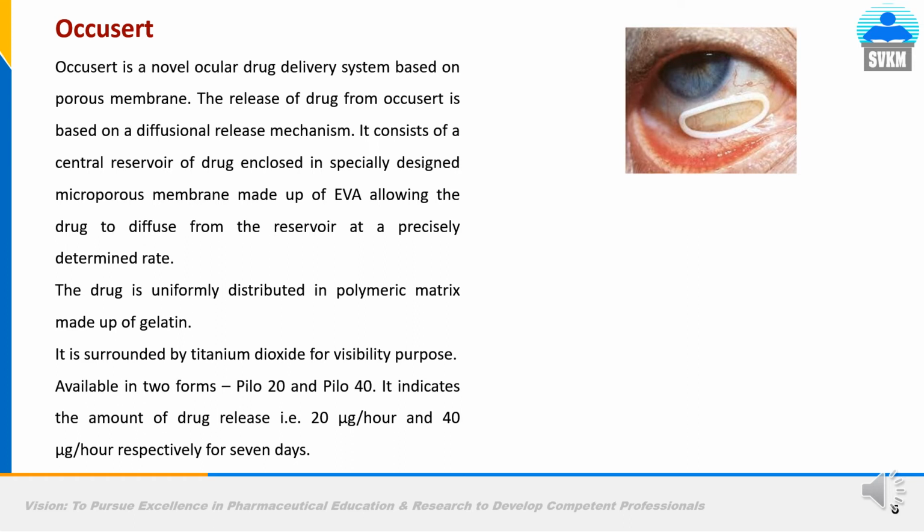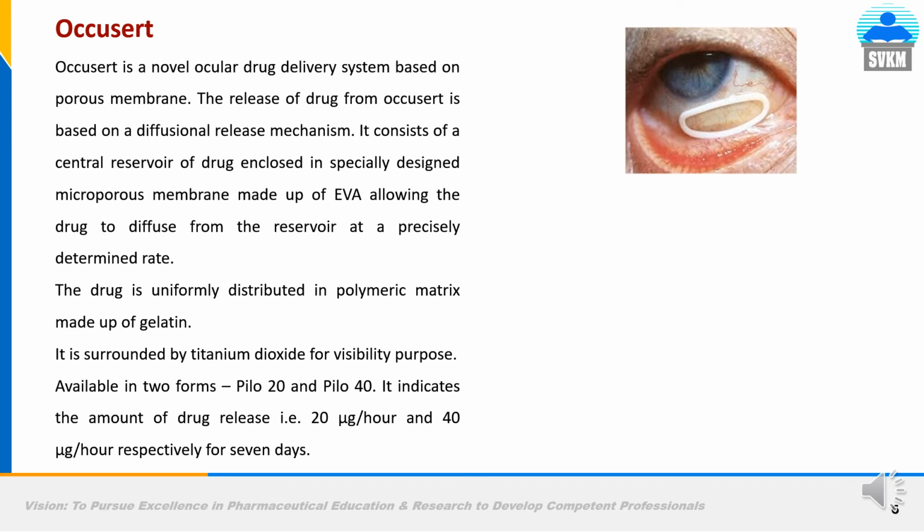Ocusert is a truly continuous controlled release system, and zero order kinetics can be achieved by the Ocusert. They are novel ocular delivery systems based on a porous membrane. The first marketed Ocusert was from Alza Corporation. It was made for the drug pilocarpine for treatment of glaucoma. Why did we make this Ocusert of pilocarpine? To improve patient compliance, to reduce the side effects, to reduce intraocular barriers. So this helps in better drug delivery.